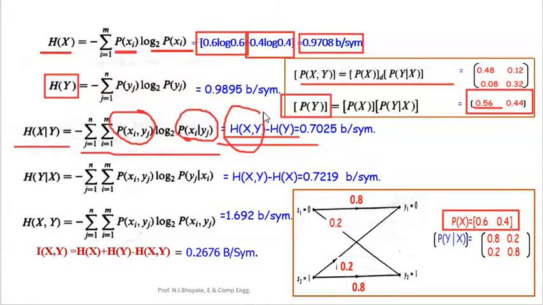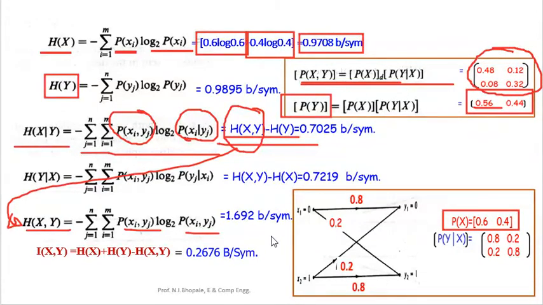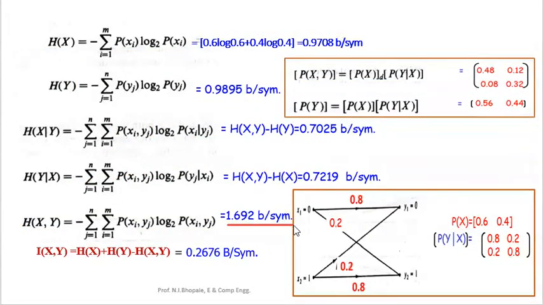Before that, we will calculate H(x,y). So how to calculate H(x,y)? For this, the expression is H(x,y) equals minus summation p(x,y) log p(x,y) to the base 2. This minus sign is only there because we have taken it as log p. If someone takes it as log 1 upon p, there is no need to add the minus sign. So from this particular matrix, we get the value 1.692 bits per symbol for the H(x,y).